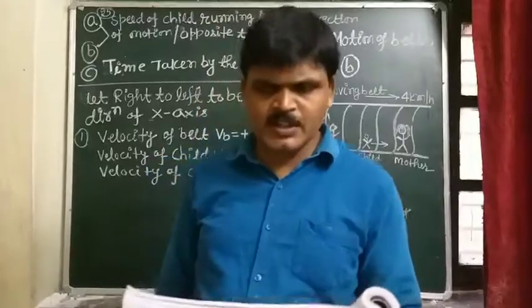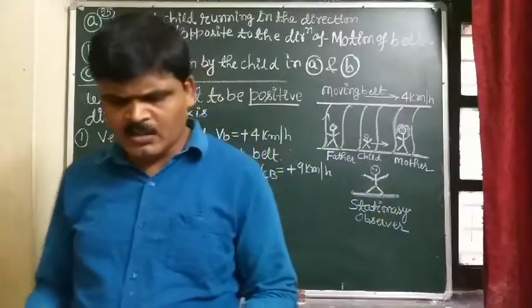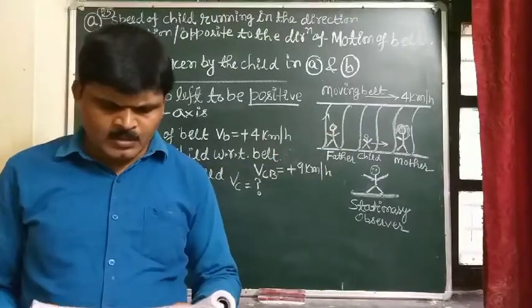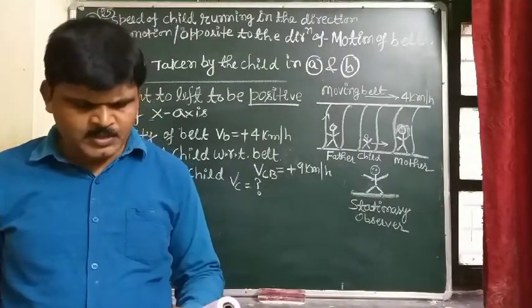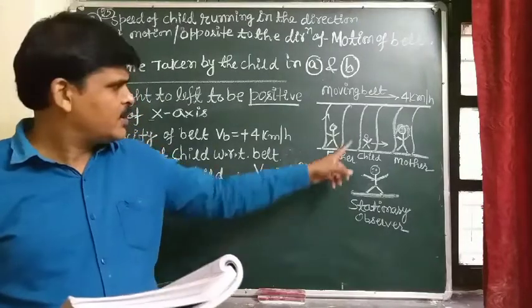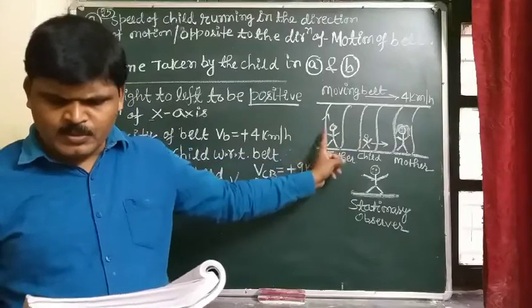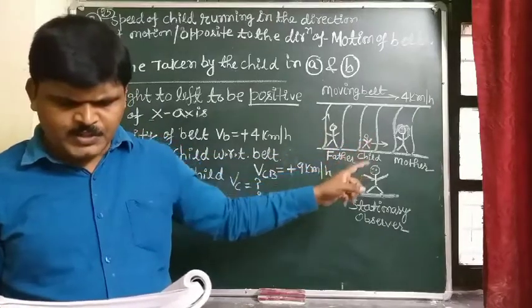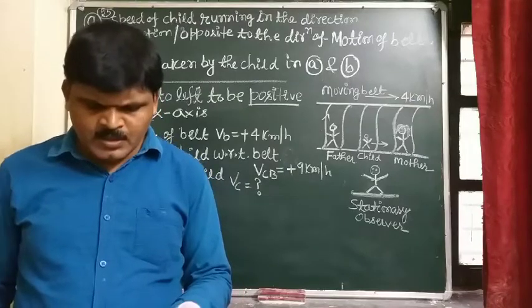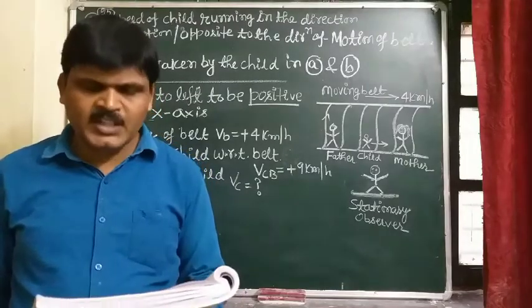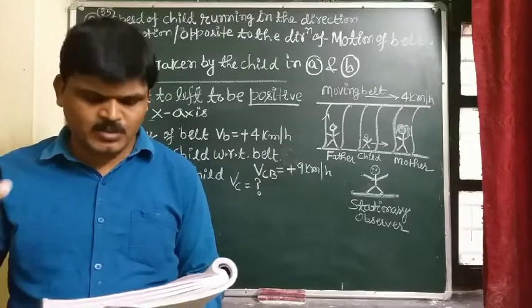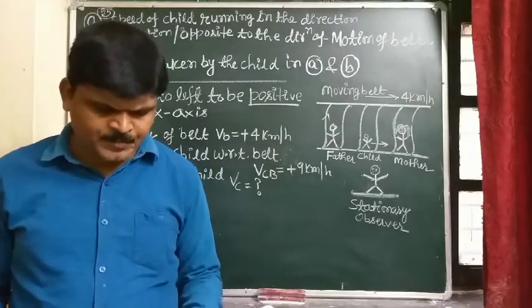Next question, student. On a long horizontal moving belt, as shown in the diagram, a child runs to and fro with a speed of 9 kilometer per hour with respect to the belt. This is the relative velocity of the child with respect to the belt, 9 kilometer per hour.